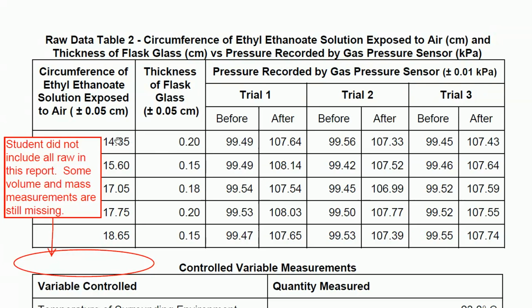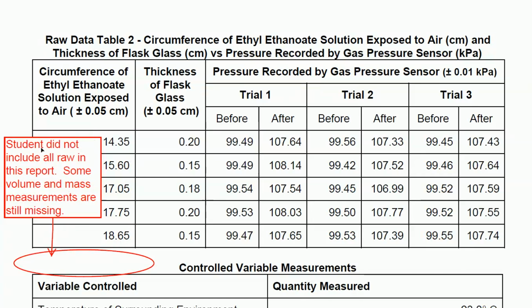As we look at the second raw data table of the student's work, we can again analyze it to see if any mistakes have been made. First of all, we can see again that we have 0.01 kPa as our pressure uncertainty, and we can look vertically down to see that all of our decimal places are also quoted to a consistent number of significant figures. This is also true with the thickness of flask glass and also with the circumference recorded here as well.